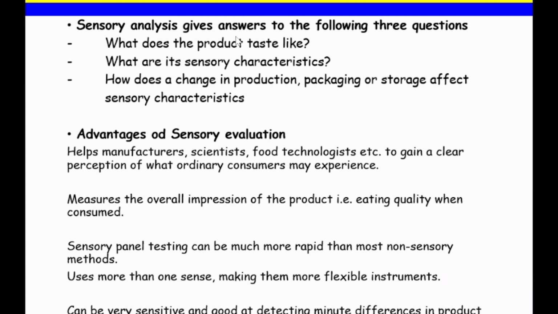The advantages of sensory evaluation: it helps manufacturers, scientists, food technologists, etc., to gain a clear perception of what ordinary consumers may experience, and it measures the overall impression of the products, the eating quality when consumed. Sensory panel testing can be much more rapid than most non-sensory methods. When you are talking about other food analysis methods, this one is more rapid and it doesn't cost much, in terms of chemicals for the analysis or analytical machineries. It uses more than one sense, making them more flexible instruments. It can be very sensitive and good at detecting minute differences in product characteristics.